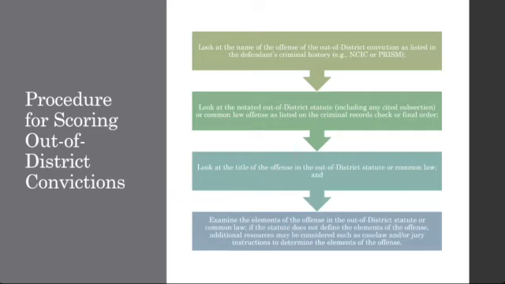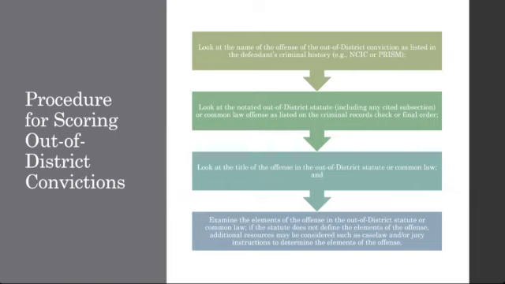It also may include the notated out-of-district statute, whether it was Maryland Code 3404C 1.2, etc. It can help limit down so you know what section, rather than comparing to a full statute if possible. You're then going to look at the title of the offense in the out-of-district statute or common law. Again, it may provide additional information to know exactly what statute you're looking for.